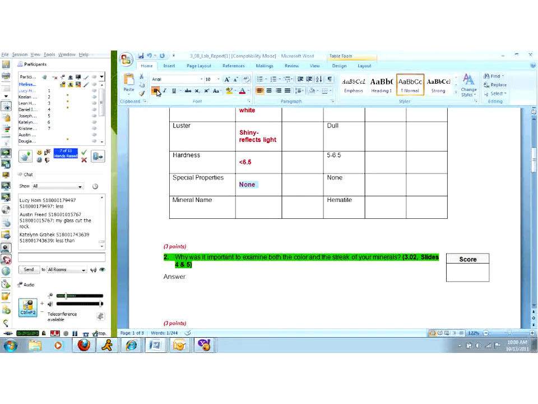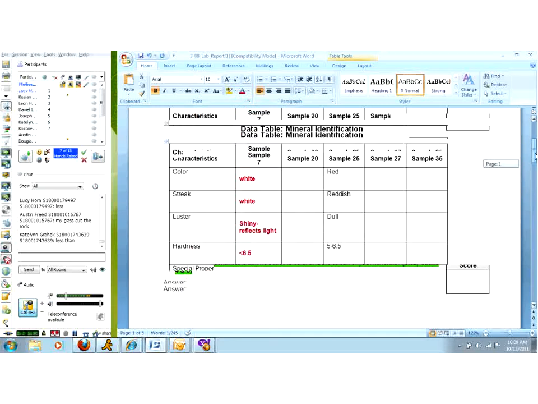Okay? The one thing that's good about this lab is this then allows you to learn the properties that these rocks and minerals have, but it doesn't really let you key it out. So that's the one thing I really don't like about this lab. And you're just going to put quartz in.